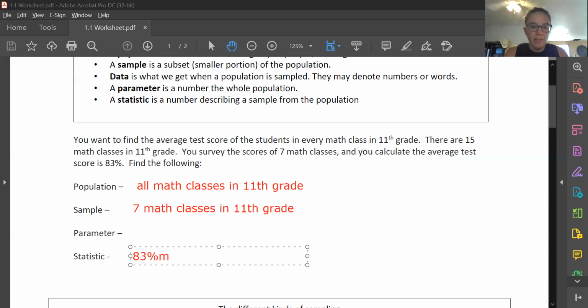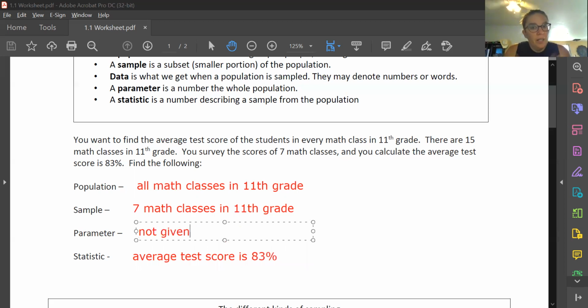And we could put average, we could say average test score is, if you want some more words. Sometimes I like to just copy the problem exactly word for word, because then I know I have enough information. If you just put 83%, that would be fine too. But that leads us to parameter, which we don't have any more. So a parameter has to be a number describing the whole population. This one, we're just going to say not given. It is what it is. We don't have any more numbers. We don't want to force anything in there. The parameter is not given.